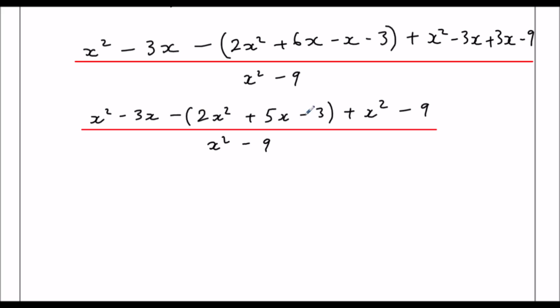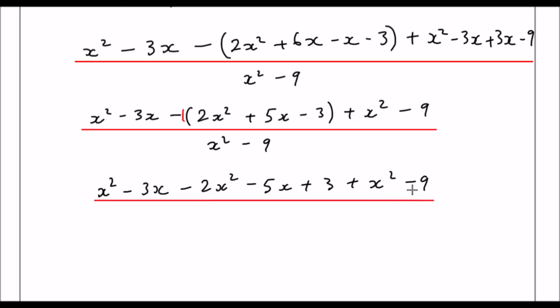Now I'm going to get rid of this bracket, so I'm taking away each term. That's the same as multiplying each term inside the bracket by a negative 1. So it's going to change the sign of every term we have here. So x squared minus 3x minus 2x squared minus 5x plus 3 plus x squared minus 9, all over x squared minus 9.